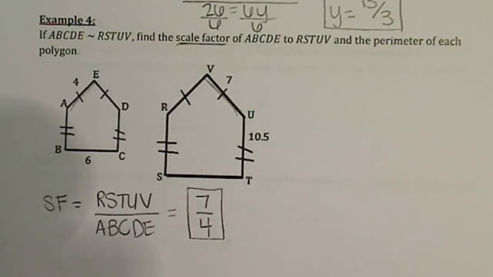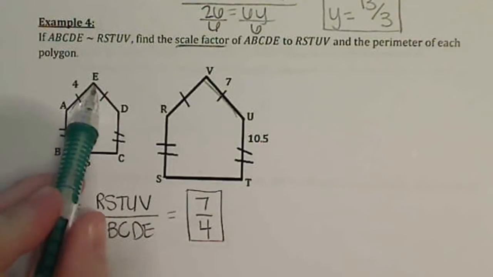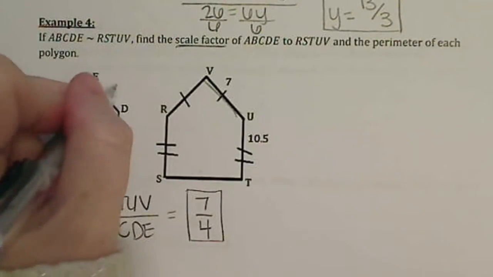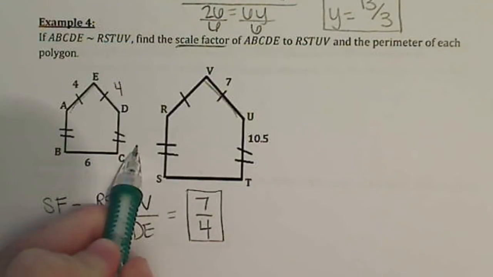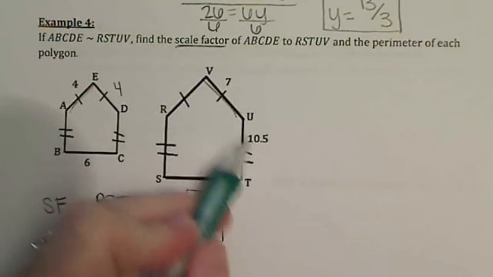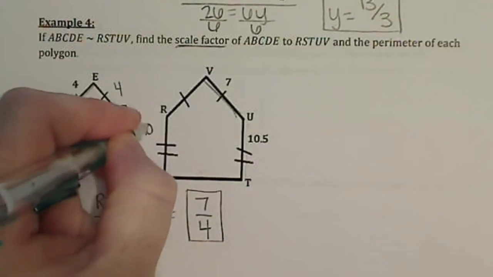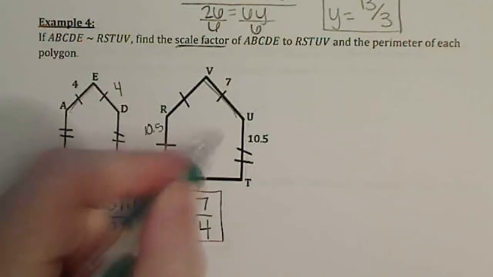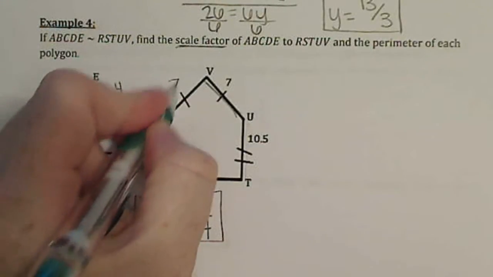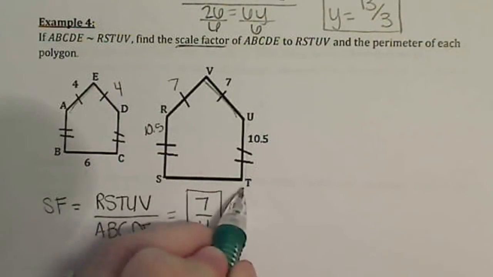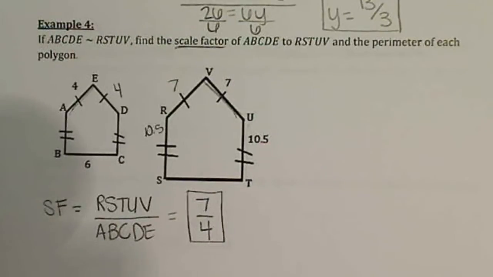Okay? To find the perimeter, I have to add up all my sides. Well, AE is the same as ED, so I know this is 4. But I have no idea what these two sides are. The same over here. I know this is 10.5 and this is 10.5. I know that VU and VR are both 7, but I have no idea what ST is. So I need to do a little algebra.